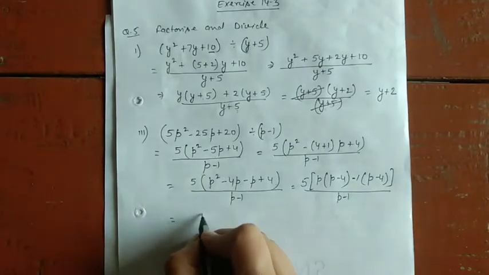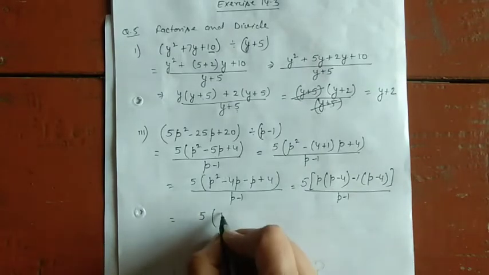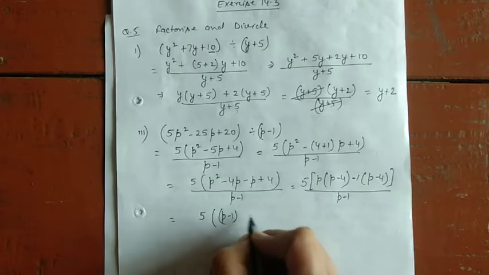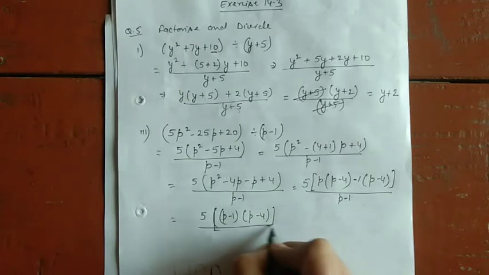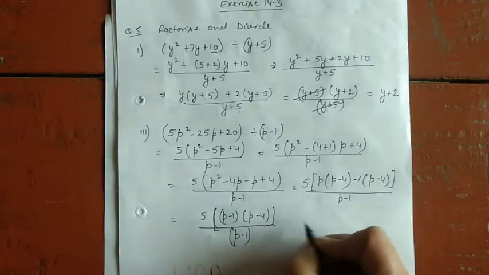So just see, 5 will be as it is. Now p minus 1 is one factor and p minus 4 is the other one. And in the denominator I have p minus 1.